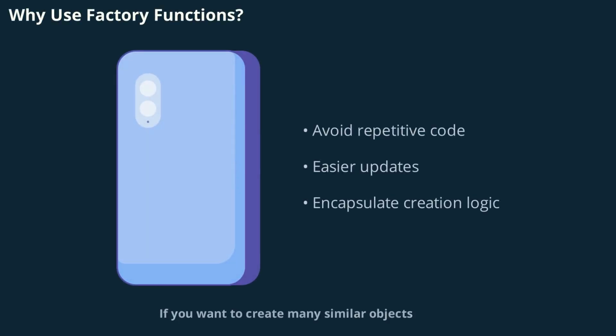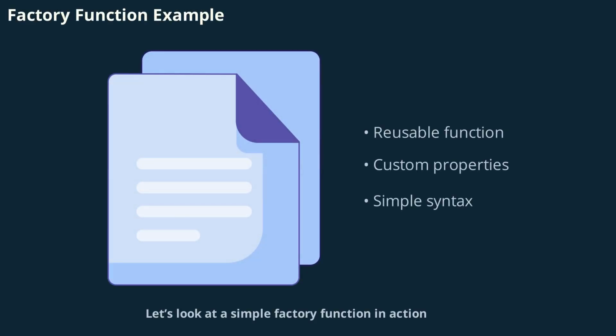If you want to create many similar objects, factory functions save you from writing the same code over and over. Instead of copying and pasting object structures, you can call a factory function with different arguments to generate new objects. This not only saves time but also reduces errors and makes your code easier to update. Plus, factory functions let you encapsulate logic, so if you need to change how objects are created, you only update the function. Let's look at a simple factory function in action.